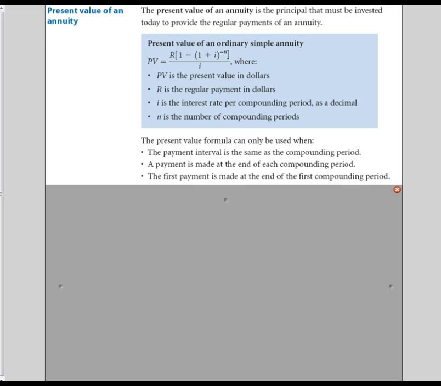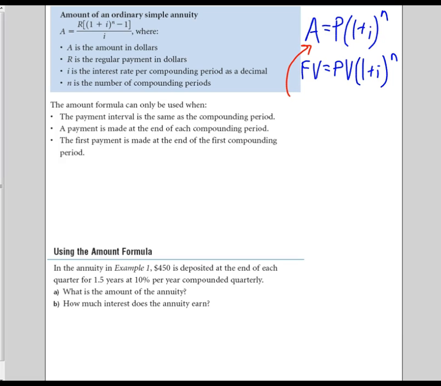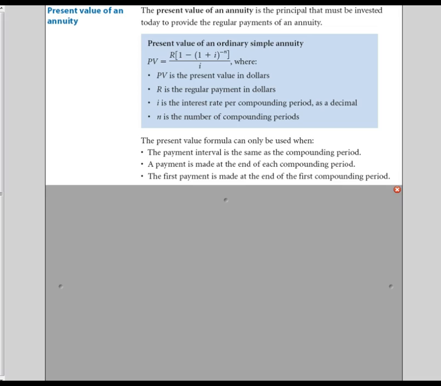So it's the same as the amount of an annuity formula that we saw earlier. Slight difference, of course: we have subtraction in the numerator, we have a negative exponent in the numerator, and of course this gives a different calculated value.